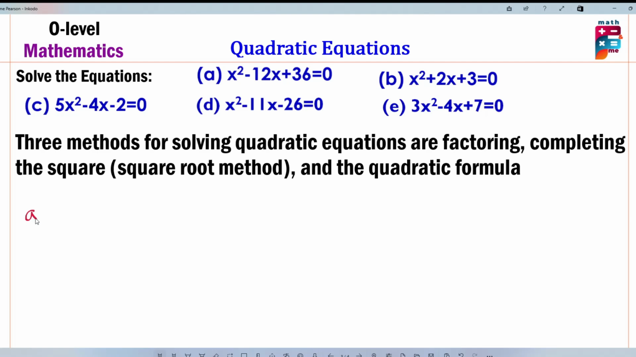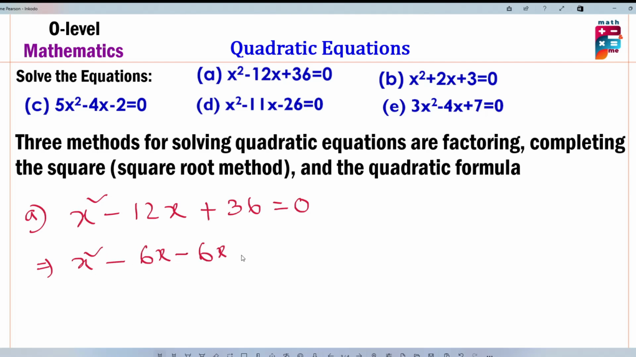First one, x square minus 12x plus 36 equals 0. By factoring we can write x square minus 6x minus 6x plus 36 equals 0. Factoring here means we are using the middle term factor. It means 6 and 6, if we multiply we will get 36, and minus 6 and minus 6, if we sum them we will get minus 12x.